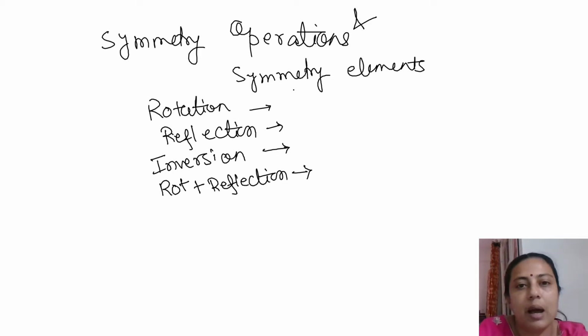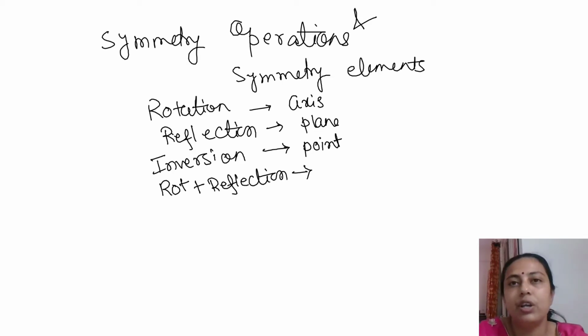The rotation which happens along any particular symmetry axis, that geometrical element, is called the symmetry element. So the symmetry element may be an axis, a plane, a point, etc. Rotation can happen along an axis, reflection can happen along a plane. Similarly, inversion can take place through a point, and for rotation and reflection combined, you require both the axis and the plane.